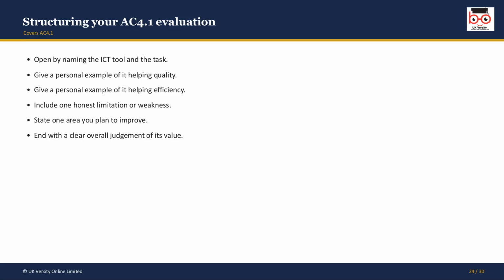Let's give your evaluation a clear shape. Open by naming the ICT tool and the task. Give a personal example of it helping the quality of your work. Then a personal example of it helping your efficiency. Include one honest limitation or weakness, state one area you plan to improve, and end with a clear overall judgment of its value. Follow that structure, and you'll cover everything the criterion asks for.